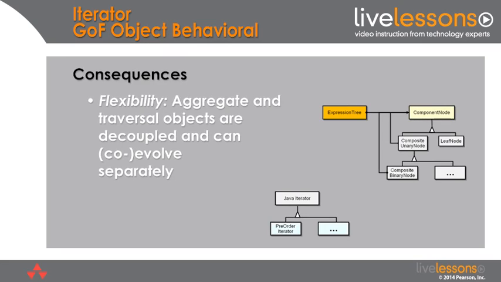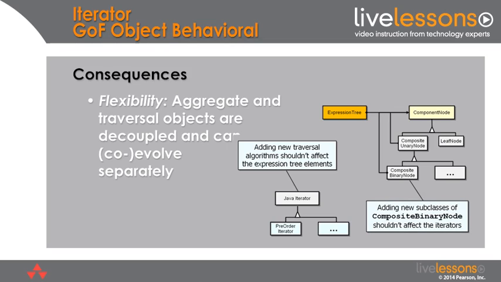There's a number of benefits that come. One thing that's real clear, hopefully, is that iterator makes the solution much more flexible. The aggregate and the traversal objects are decoupled, and they can co-evolve independently and separately from each other. For example, adding new traversal algorithms shouldn't affect the way in which the expression tree elements are stored or accessed.